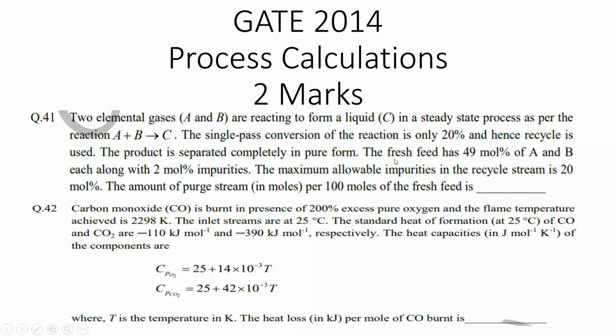Note this down. The flash feed has 49% A and B each along with 2 mole percent impurity. That means 49 mole percent A, 49 mole percent B, right? And here 2 mole percent is impurities. The maximum allowable impurities in the recycle stream is 20 mole percent. The amount of purge stream per 100 moles of flash feed is. Let's start with the solution.